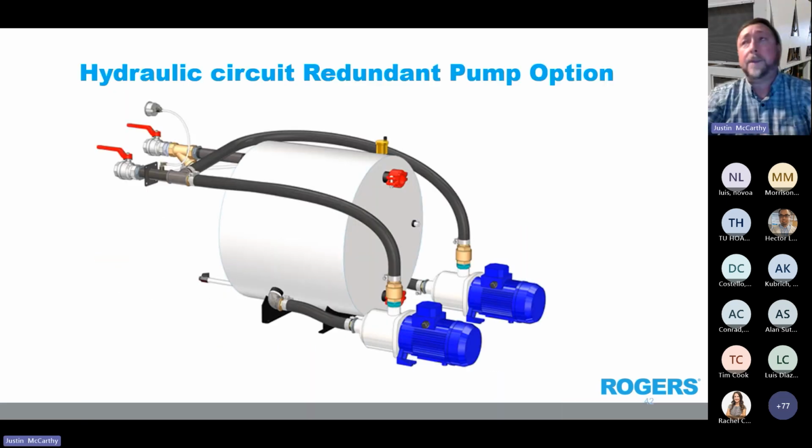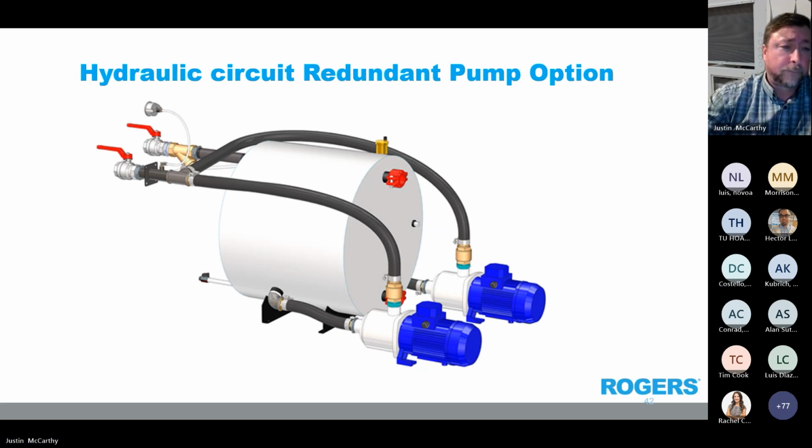Dual pump, so redundant pump. We do get a lot of requests for this. People want a secondary pump that will share the load as well as a backup in case the other pump fails, the other one comes on. I see this a lot in biogas where they don't want any overheating of the condenser.